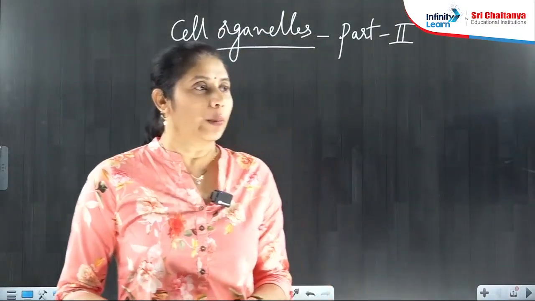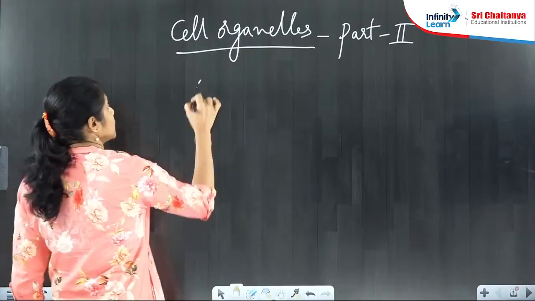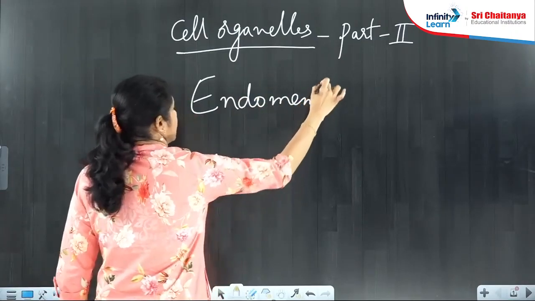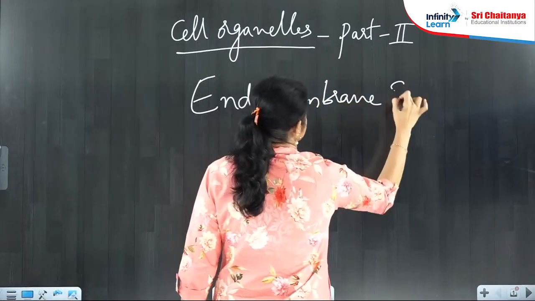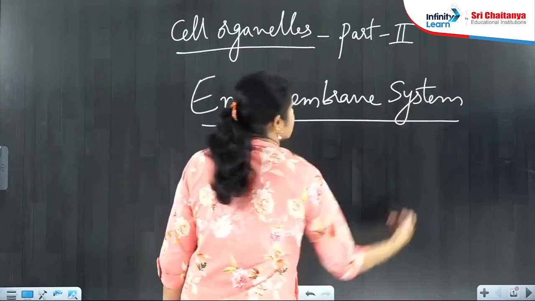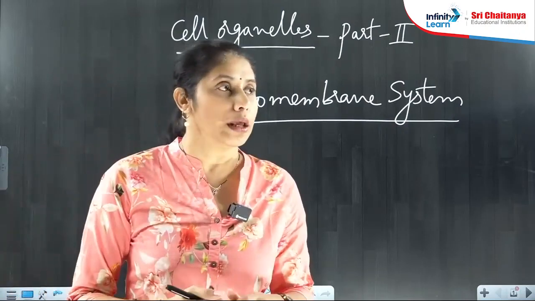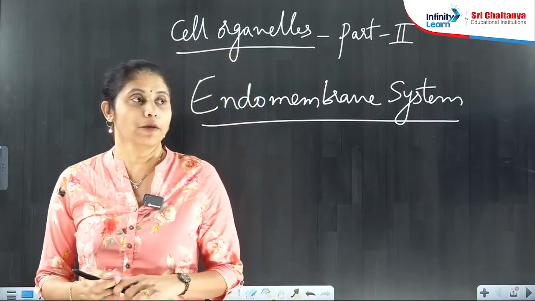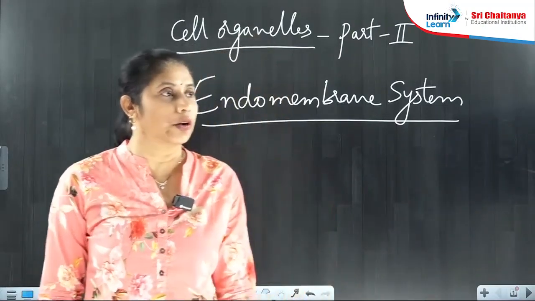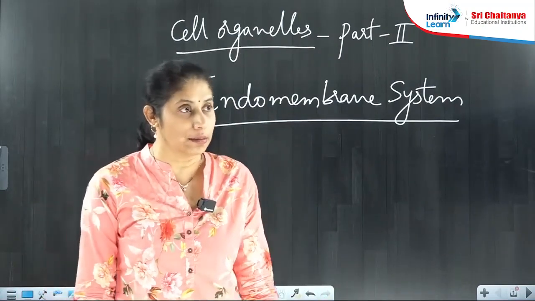So now I'll ask you one question. Please answer this question. Then we'll proceed to the next one. I have taught you the endomembrane system yesterday. In the endomembrane system, how many cell organelles are present? How many? 1, 2, 3, 4. Very good. 4. Yes, very good. Yesterday we had discussed 4 cell organelles in the endomembrane system.